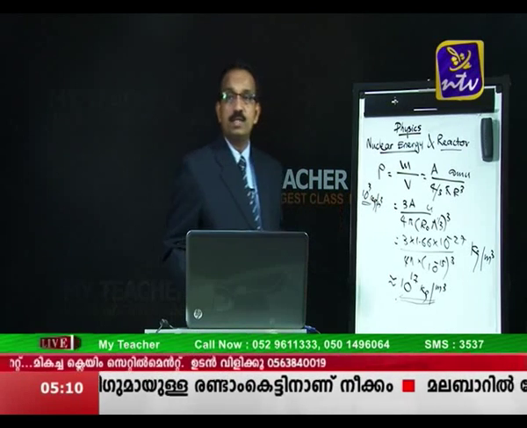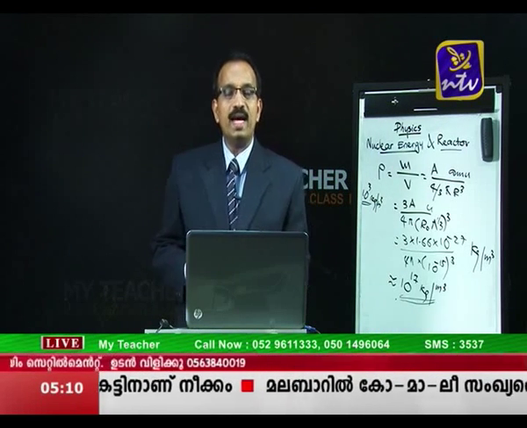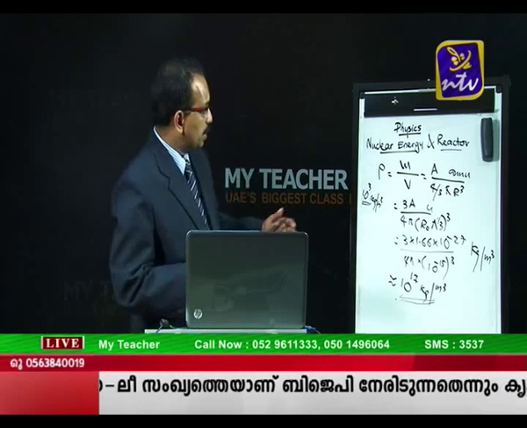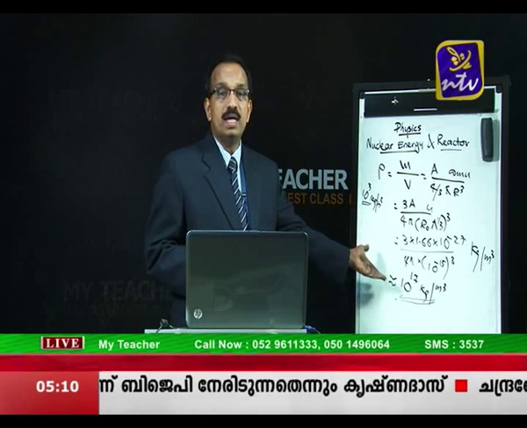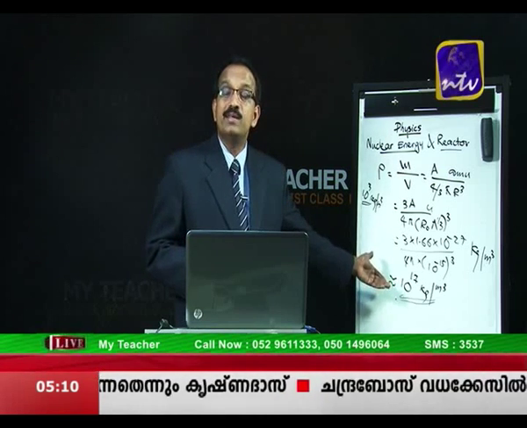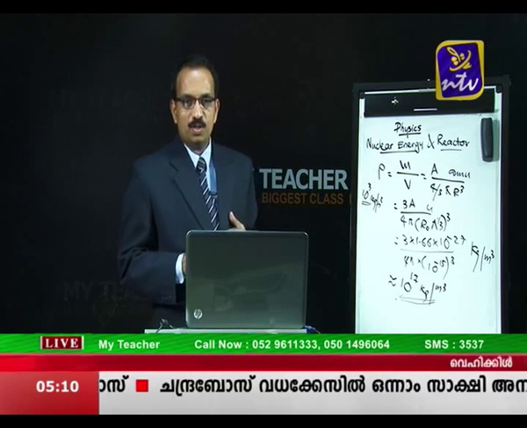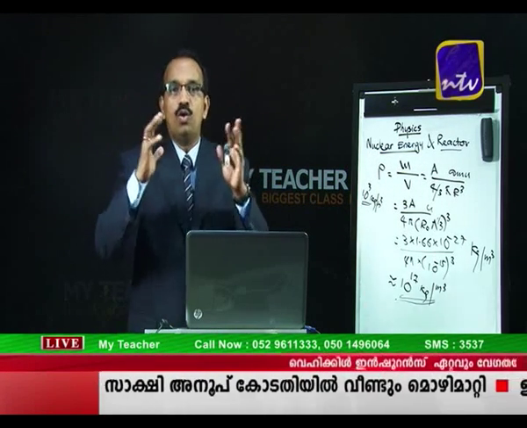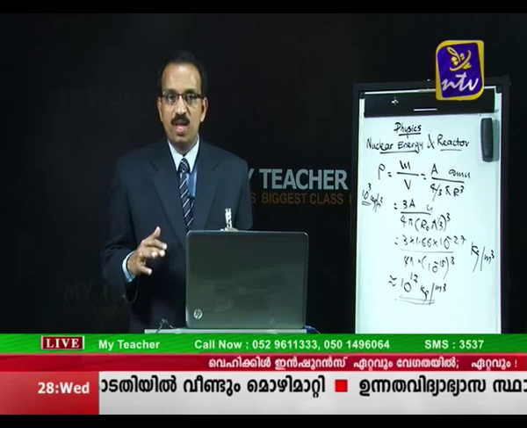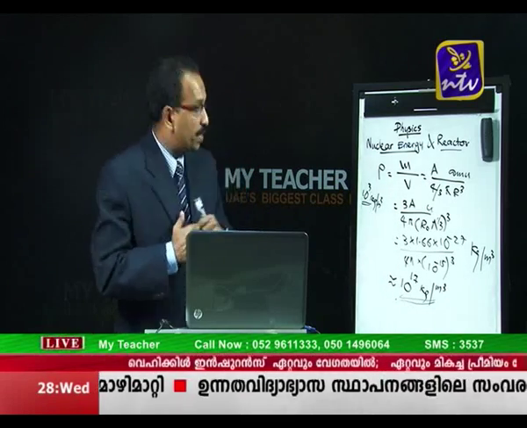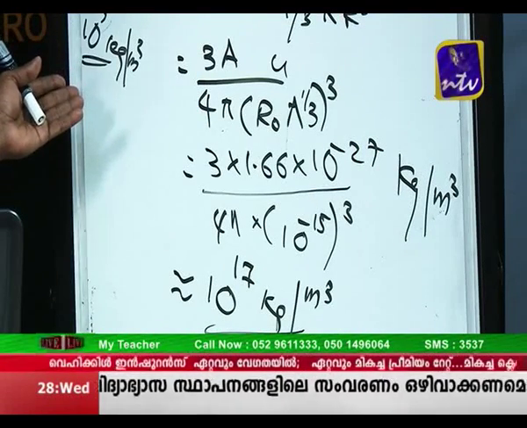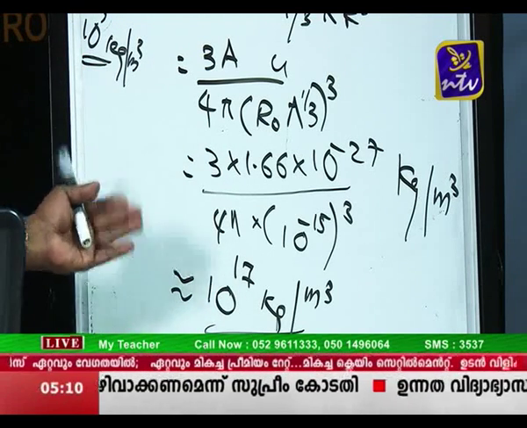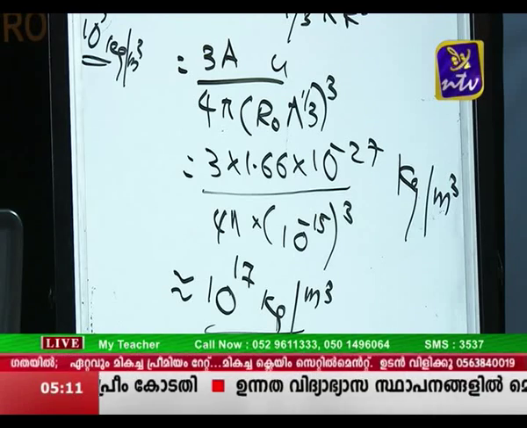An average density material is water. Water has a density of 10 to the power 3, or 1000 kilogram per meter cubed. But the nuclear density comes to be 10 raised to 17 kilogram per meter cubed. So just imagine the situation. Substances are made up of atoms. The atom as a whole has an average density of 10 to the power 3 kilogram per meter cubed, whereas the nucleus alone has a density of 10 raised to 17 kilogram per meter cubed.